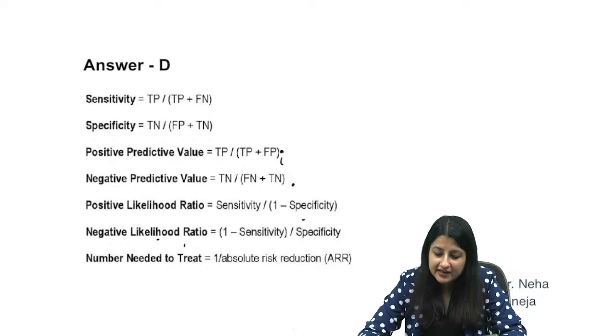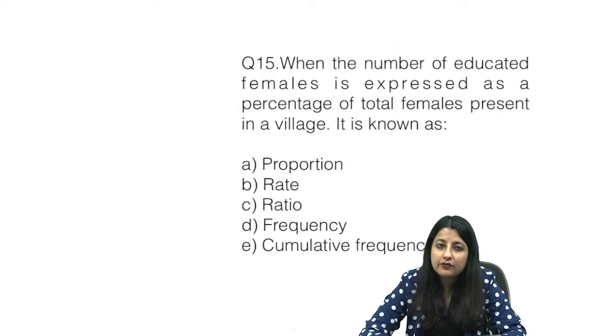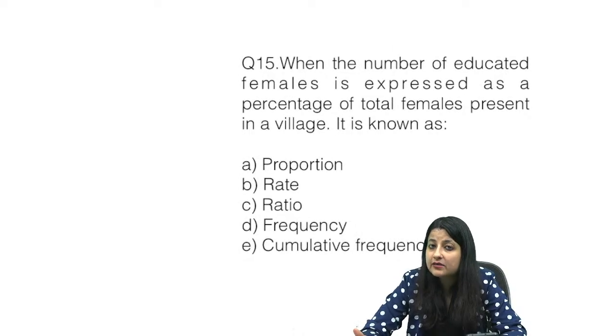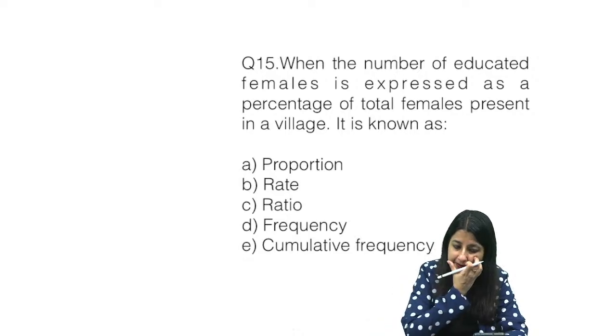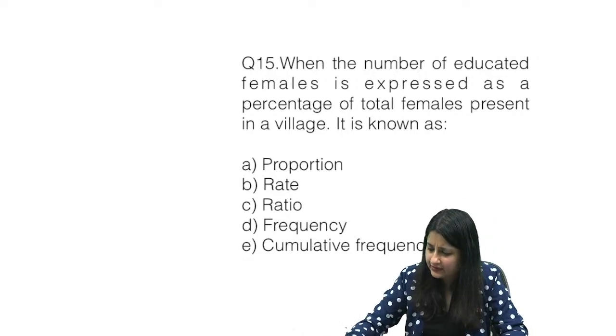Clear? Okay. Now something else I want to ask you. Can you tell me the answer to this? When the number of educated females is expressed as a percentage of total females present in the village, it is known as anybody. Yeah, 75. So both are coming the same. Did we calculate it?